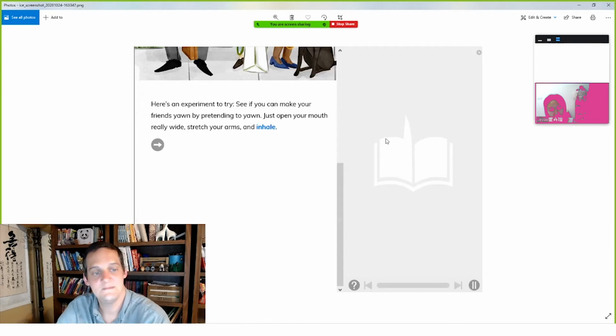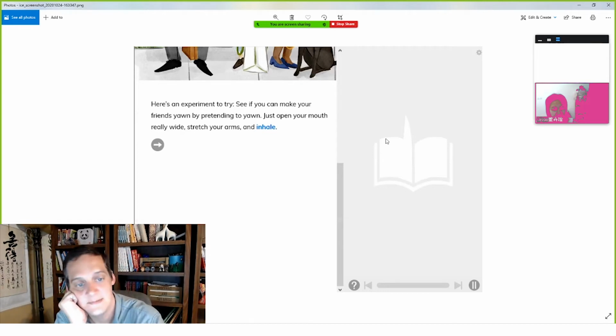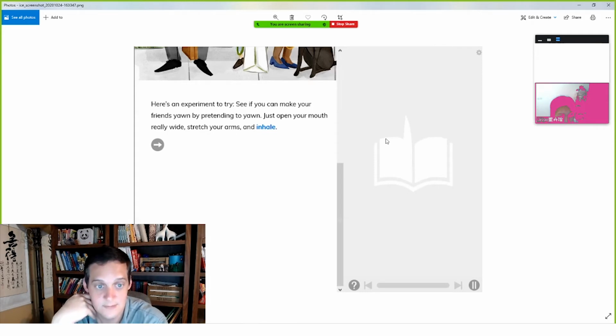Let's try this one. Here's an experiment to try. See if you can make your friends yawn by pretending to yawn. Just open your mouth really wide, stretch your arms, and inhale. By pretending. Yeah. So here's an experiment. What is an experiment?